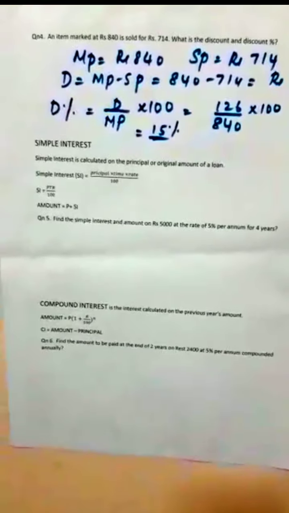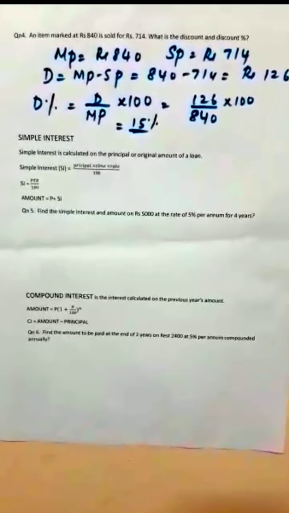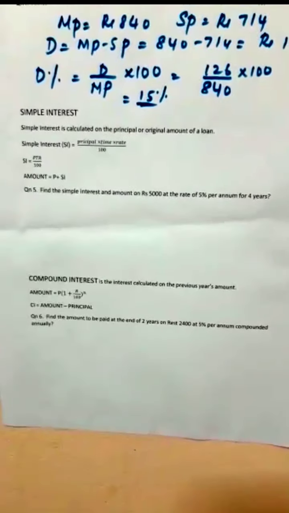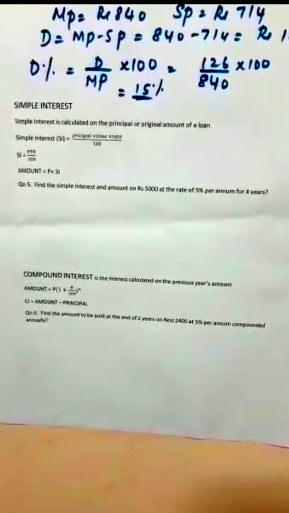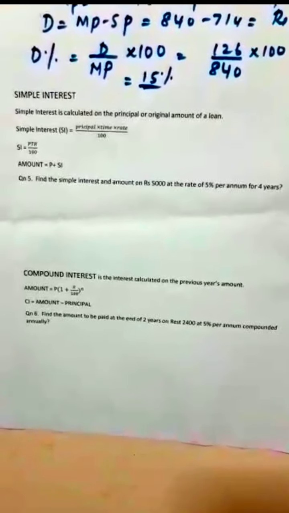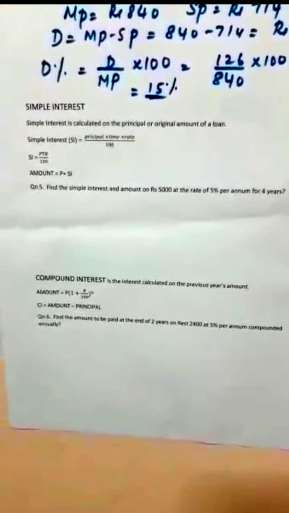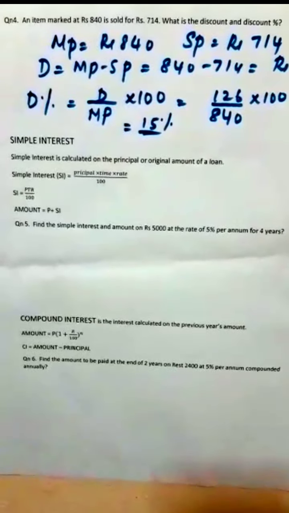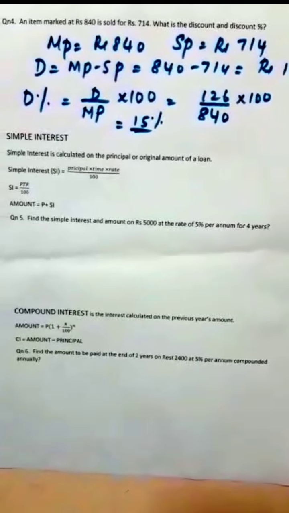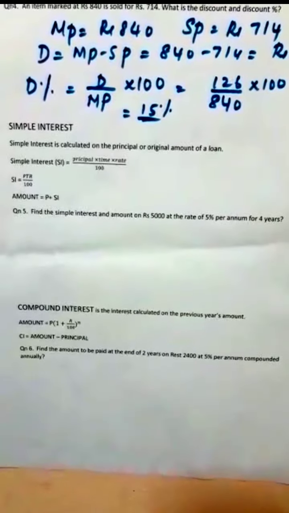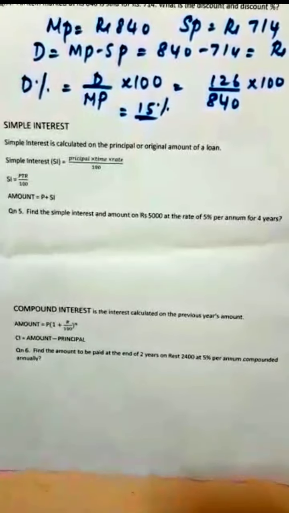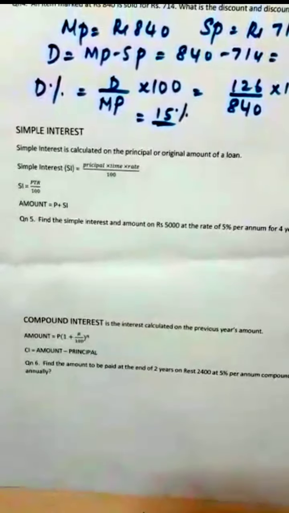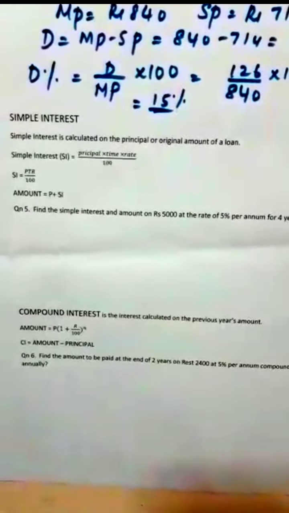Next topic is simple interest. Simple interest is the money you can earn by initially investing some money, that is the principal. It is calculated on the principal or original amount of a loan. So the formula will be principal multiplied by time multiplied by rate over 100. Rate will be in percentage and time in years, and the principal is the initial amount. So P is the principal, T is the time and R is the rate. So SI, simple interest, will be equal to PTR over 100.